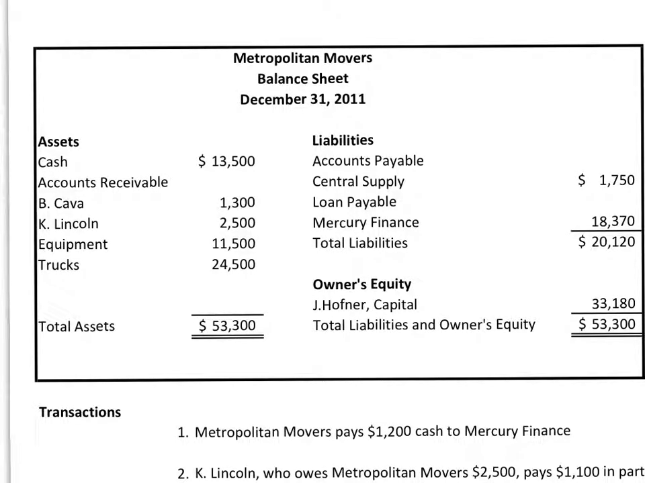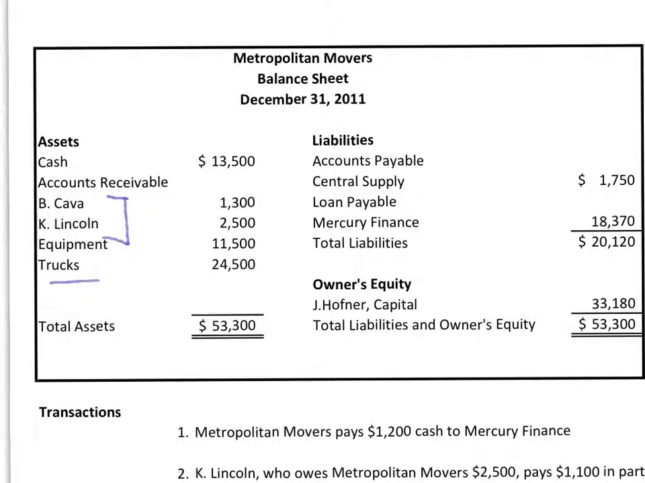So they're a moving company, and they have some clients here. They've got some equipment, and obviously some trucks. Say, for example, I have a transaction that happens to this company, and it changes my financial position. It is a financial transaction. On the bottom there you can see Metropolitan Movers pays $1,200 cash to Mercury Finance.